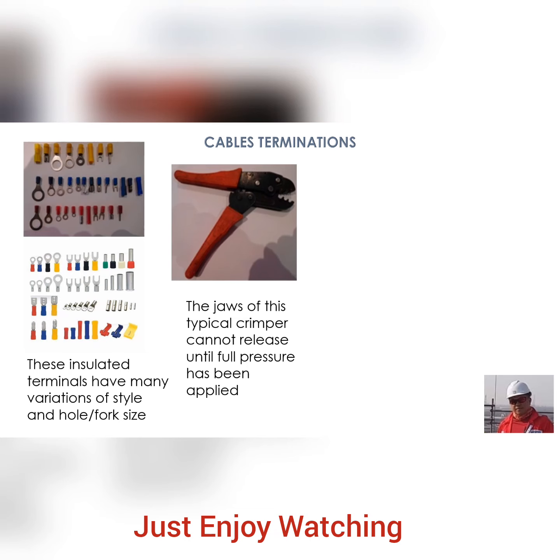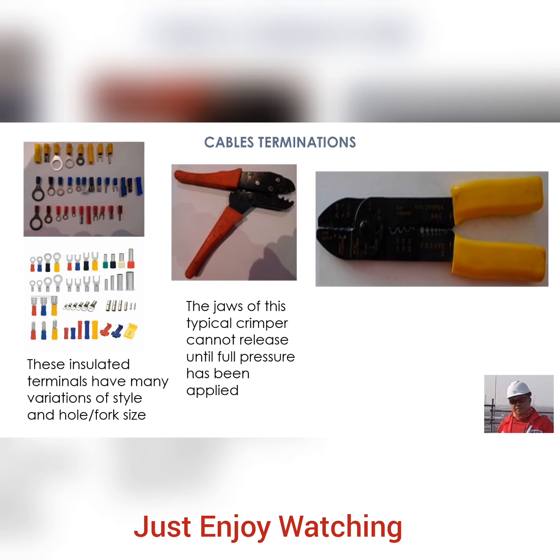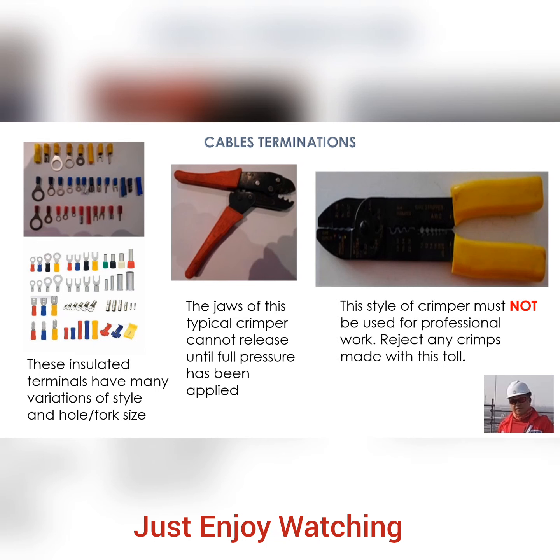That's why it's important. So this style of crimper must not be used for professional work. Reject any crimps made with this tool. Okay, remember this kind of crimper, this is not acceptable. First one, this is the crimper of our technicians.